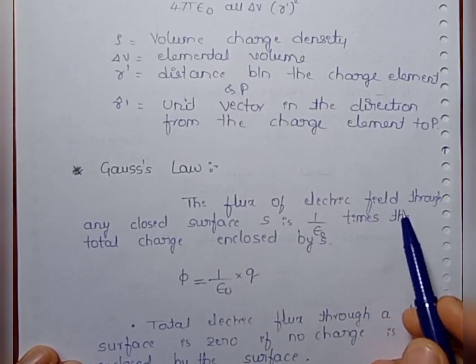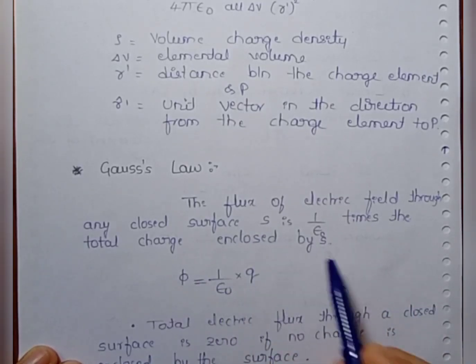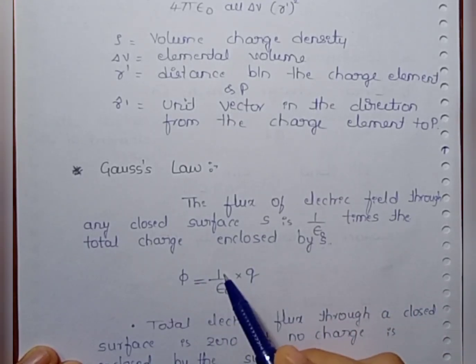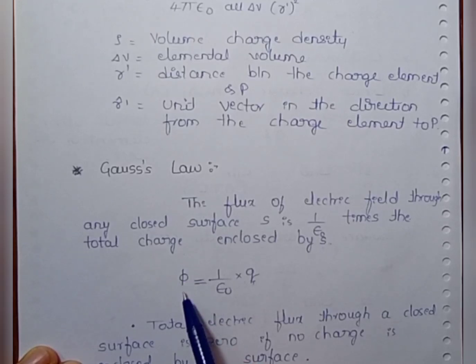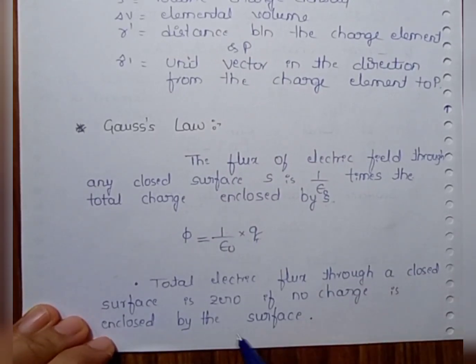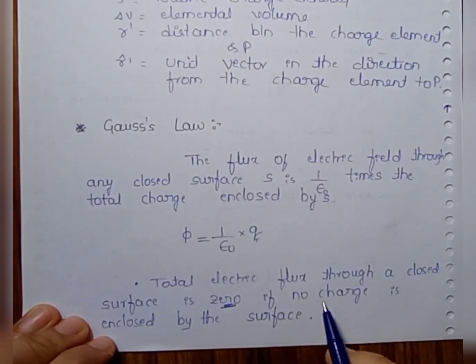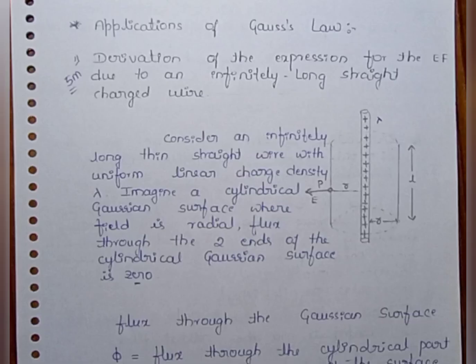The flux of electric field through any closed surface is equal to 1 by epsilon naught times the total charge enclosed by that surface S. That is, flux phi is equal to 1 by epsilon naught times Q. Here the total electric flux through a closed surface is 0 if there are no charges enclosed by that surface.